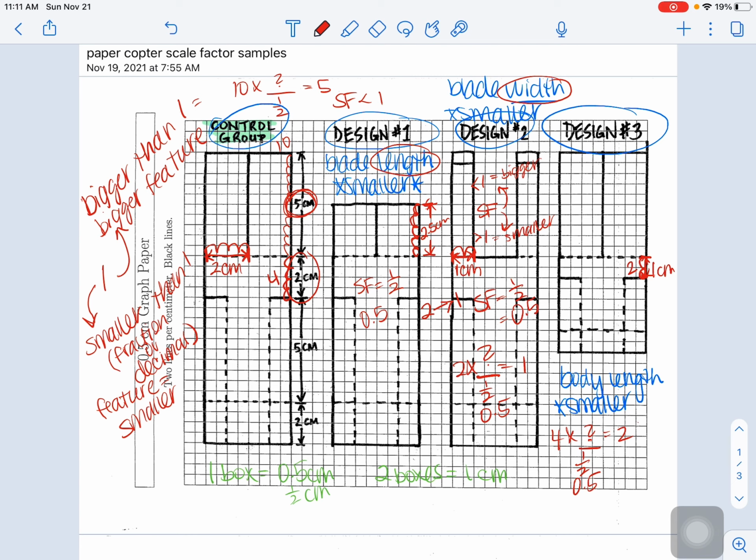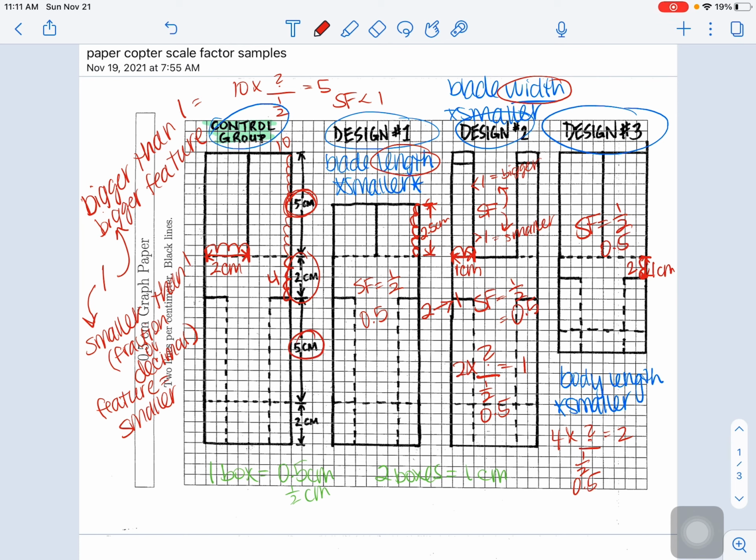But notice how that scale factor worked differently in each of these designs because we had a different independent variable each time. The scale factor was the same, 1/2 or 0.5, but we were changing different independent variables. Scale factor was the same, independent variable changed. All right, so let's check our work. So right here we had 4 boxes, we went down to 2 because our scale factor was equal to 1/2 or 0.5. Let's check our other ones.